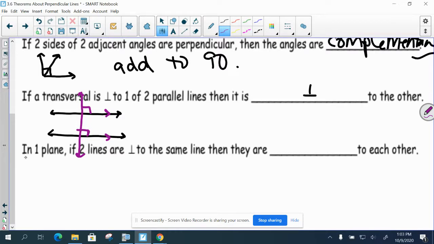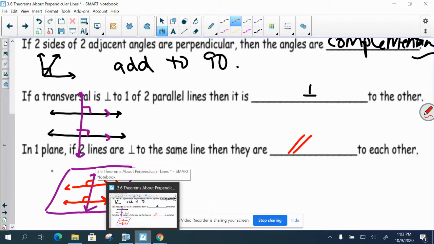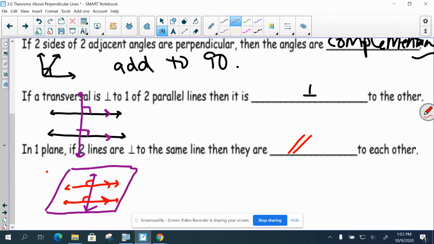And then the last one, if in one plane, so let's make a plane, two lines are perpendicular to the same line. So if you have a line here and you have another one perpendicular to it, you have another one over here that's perpendicular to it. Then what do you know about these two red lines? They're going to be parallel to each other. So we can also draw parallel markings. All right, so that's all that says. Nothing too complicated.